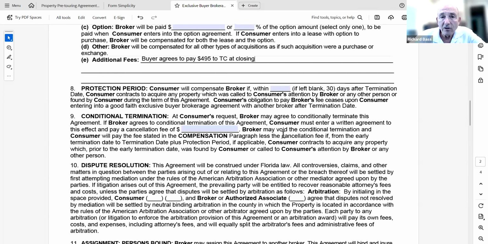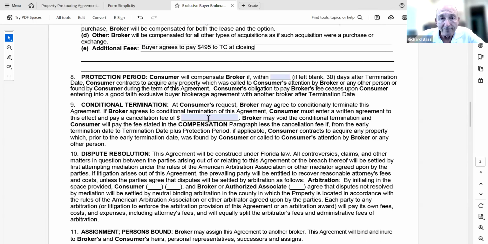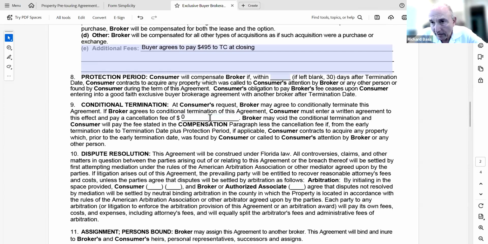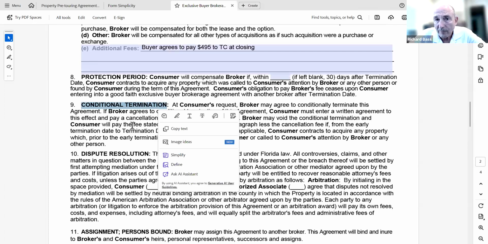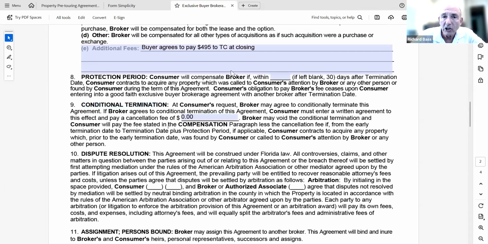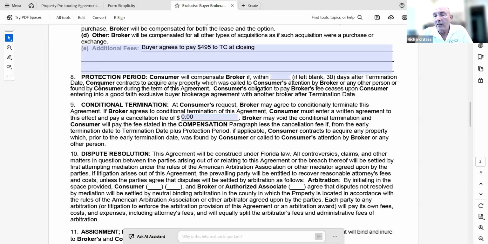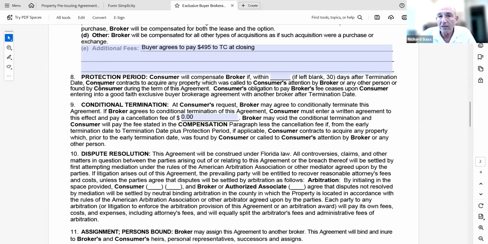Okay. Conditional termination. Again, as you know from my listing classes, I put a 0 in here. I'm not charging somebody to not buy something from me. Now, what I want you to understand again, this is a conditional termination. This means that all of the terms of this agreement are still in effect. You're just no longer working with them to go out and show them properties.